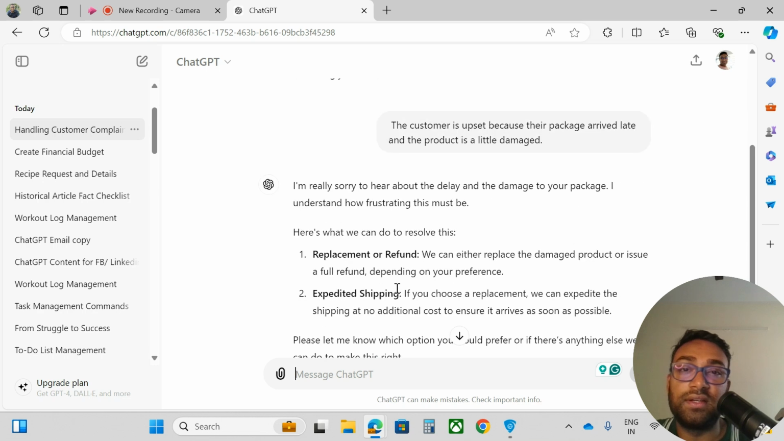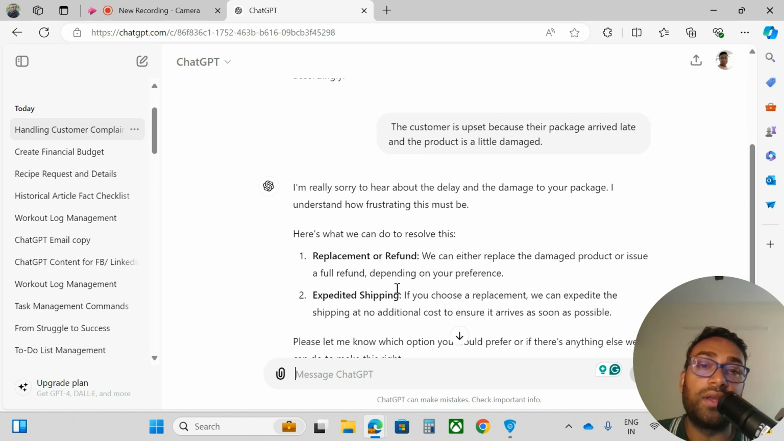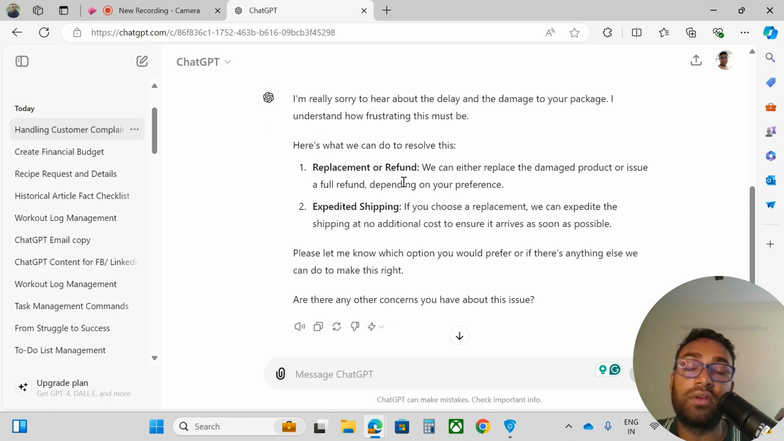It's saying, "I'm really sorry to hear about the delay and the damage of your product. I understand how frustrating this must be. Here is what we can do to resolve this: replacement or refund." As I told it, the product was damaged. So it is saying we can either replace the damaged product or issue a full refund, depending on your preference.